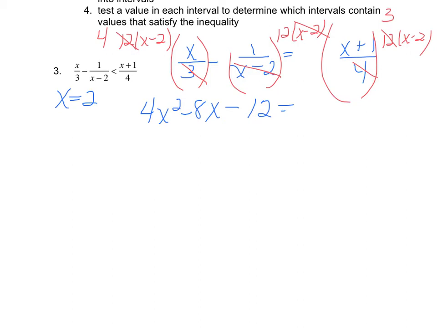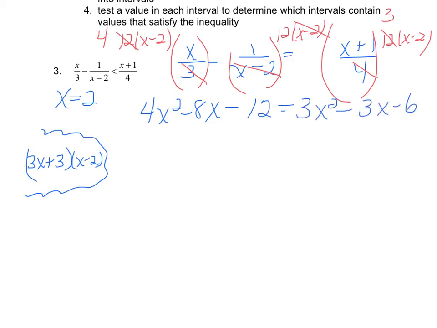You may want to go over to the side of your paper and try that out on scrap paper to see what you got. Let me see here. I have 3 times x plus 1, which is 3x plus 3, times an x minus 2. So you're probably going to have to do a little bit of FOIL to that. I'll give you a minute and see what you come up with. Okay, did you end up with 3x squared minus 3x minus 6? If you didn't, you might want to pause the video and try it again.